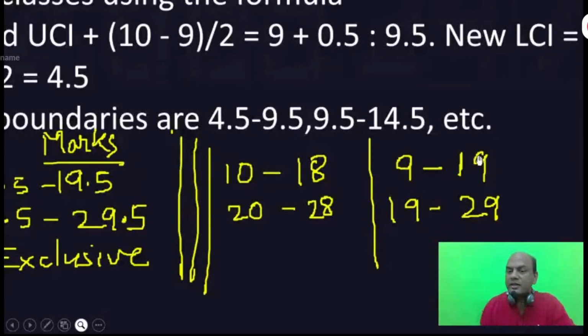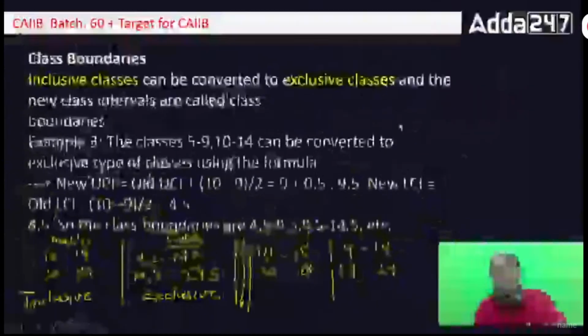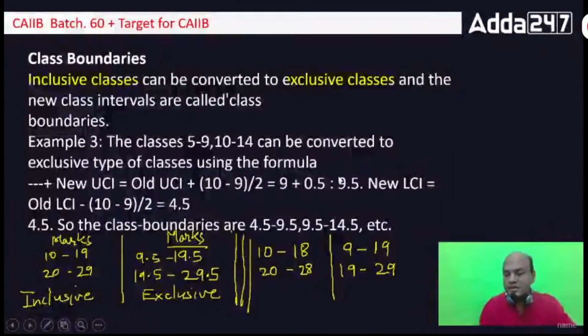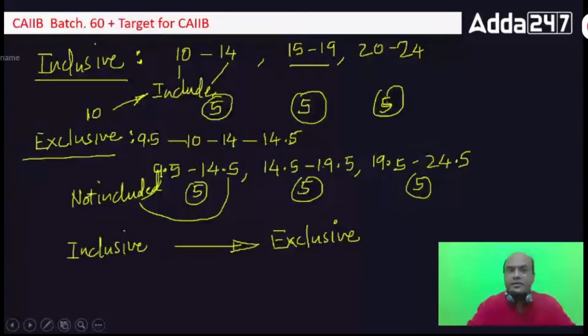Okay. So 9 to 19, 19 to 29 and 29 to 39. All these things, it will go on now. Okay. So got this point. Depending on the difference, you will change it. Got it? Next.